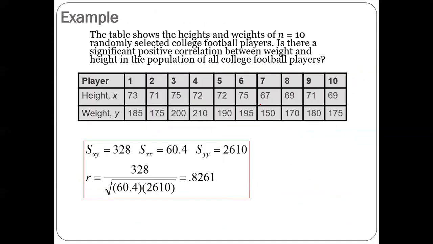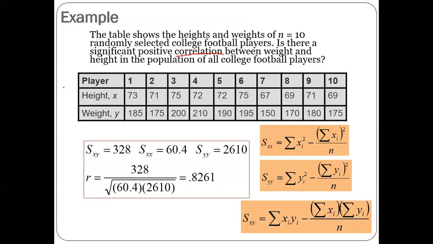Okay, now let's see the examples. The table shows the heights and weights of n equal to 10 randomly selected college football players. Is there a significant positive correlation between weight and height in the population of all college football players? Now they give you the value of the height and weight for 10 college football players.